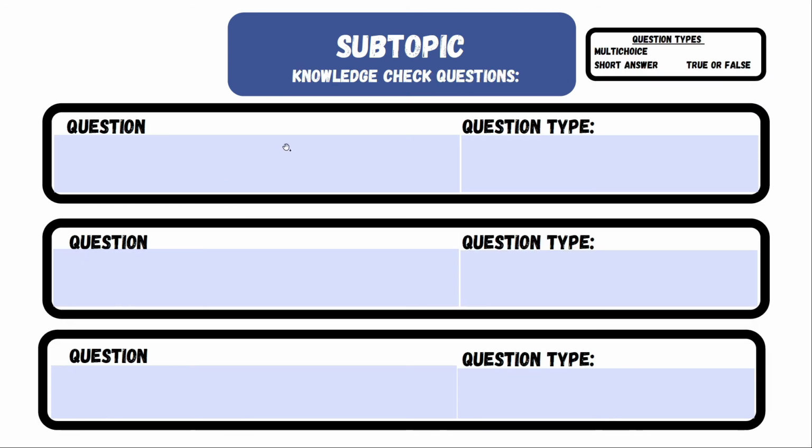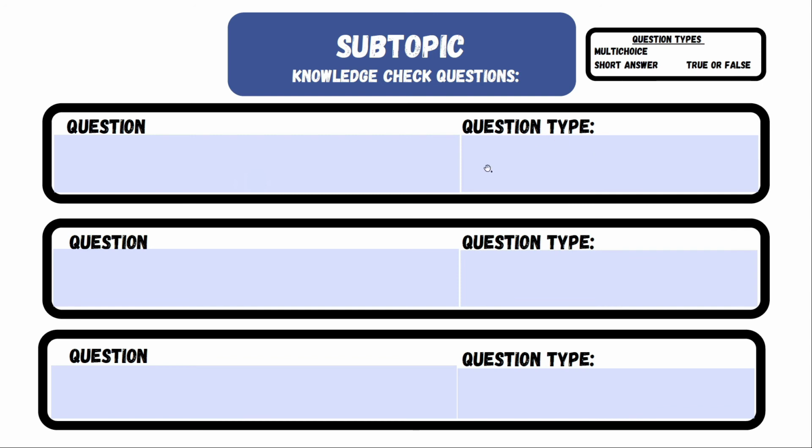Over here, we have our knowledge check questions. Now, I mentioned that we could use either one question or up to 3 questions, which we call a cluster. This is where we're writing them down. You have different question types. When we're using a lesson activity, you have multi-choice, which is multiple choice, short answer, which is basically fill in the blank, or true and false.